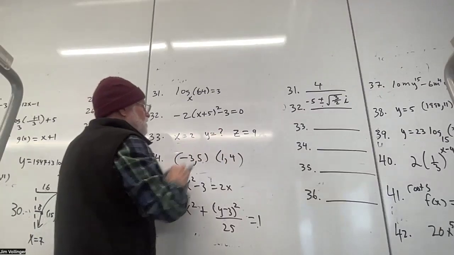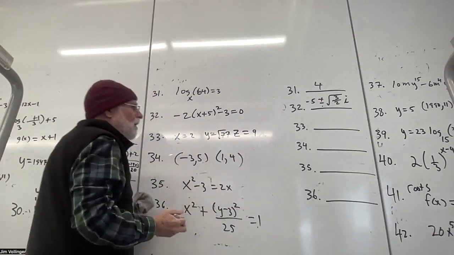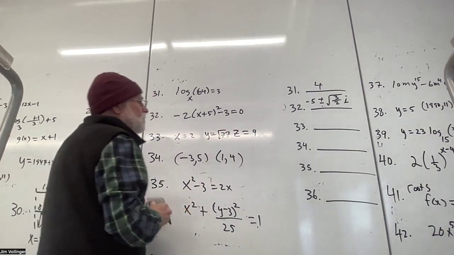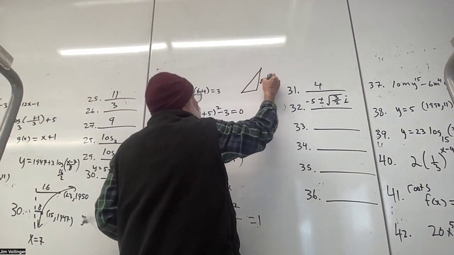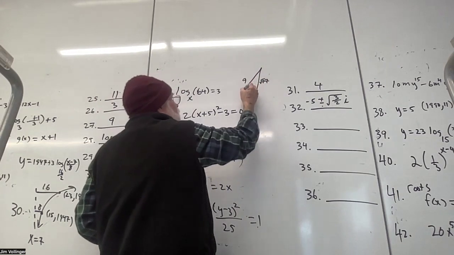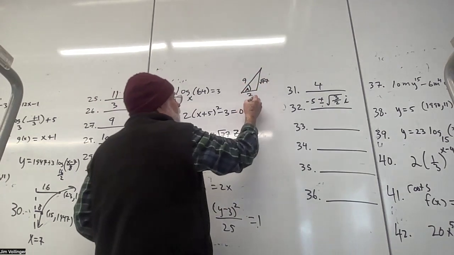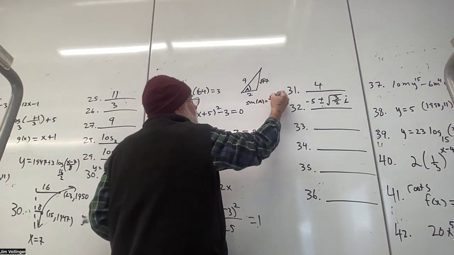81 minus 4, square root of 77. That's the missing number. I think I wanted the sine of that too. So we have now a triangle where we have the square root of 77. We have x equals 2. The hypotenuse is 9. There's my angle. So the sine of that angle is square root of 77 over 9.